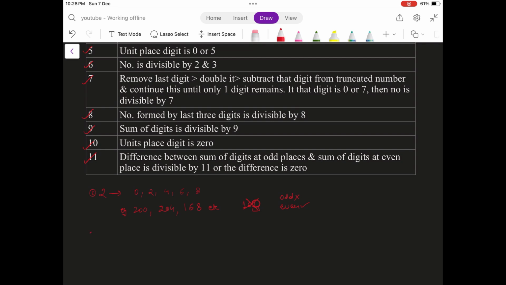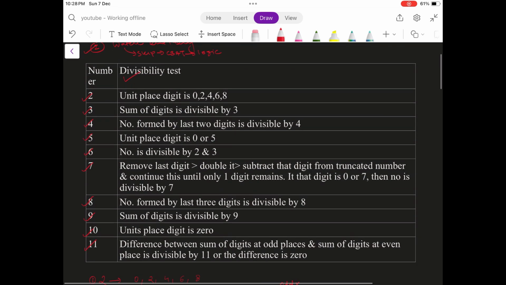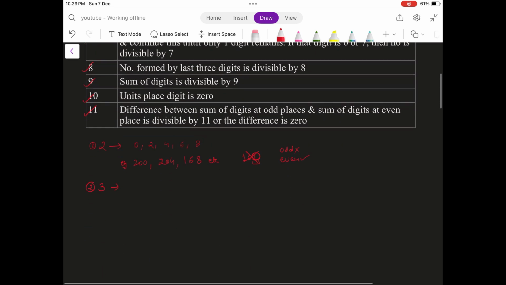Second is divisibility of 3. Divisibility of 3 says that sum of digits in that number should be divisible by 3. So let's take this number 1, 2, 3, 4, 5, and we have to check whether this number is divisible by 3. This number is divisible by 3 if the sum of its digits, that is 1 plus 2 plus 3 plus 4 plus 5, is divisible by 3.